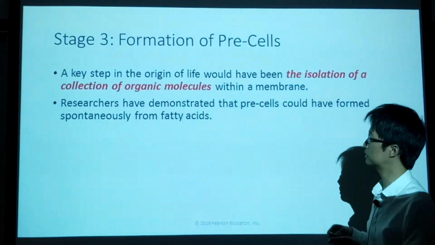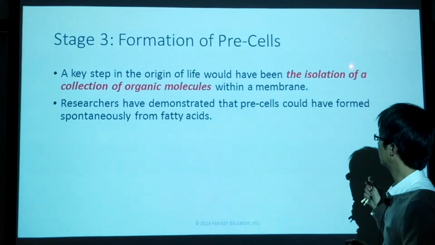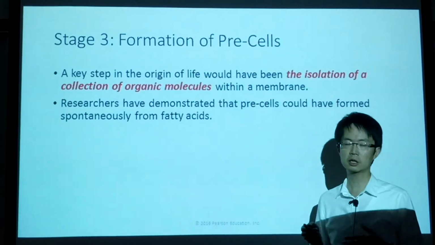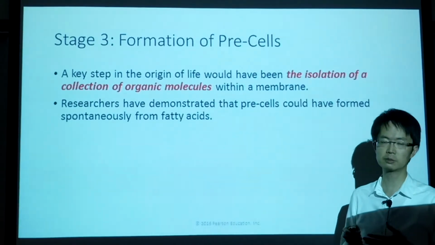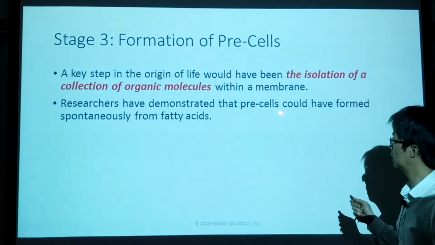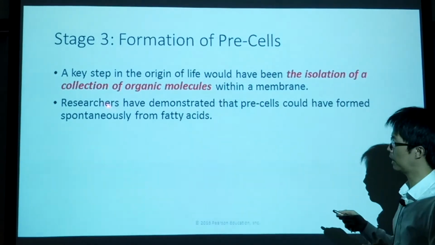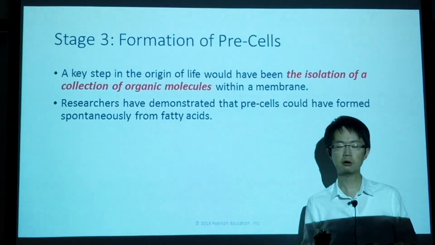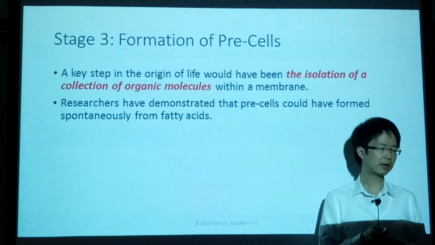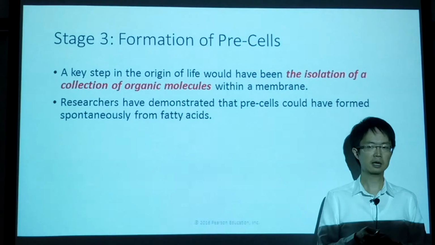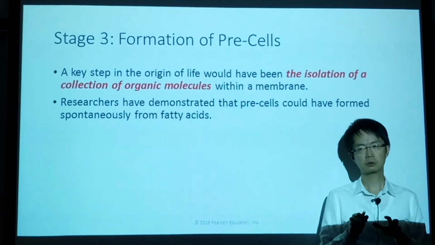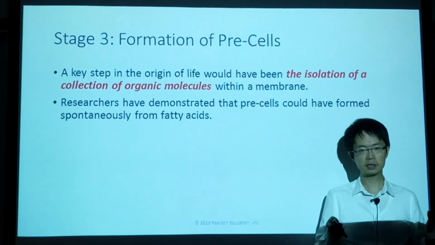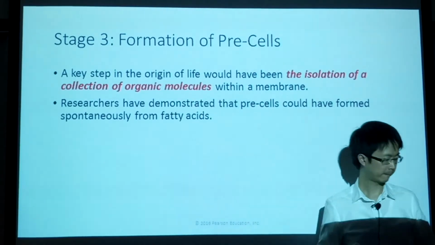We form a pre-cell. We want to isolate all these biological molecules, all these macromolecules, all these polymers. And we can form a pre-cell by using fatty acid. So the pre-cell or the cell membrane is formed by the fatty acid, so that we can contain all these polymers inside the fatty acid membrane.